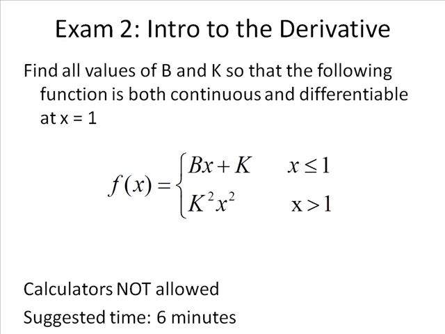Find all values of capital B and capital K so that the following function is both continuous and differentiable at x equals 1. For x less than or equal to 1, the function is bx plus k. And for x greater than 1, it is k squared x squared. So of course this is a piecewise function, and you have to figure out what values of b and k will work. In particular, I'm looking for specific examples like, oh, b is -5 and k is 12, something like that. On this exam, calculators were not allowed, and ideally students would finish this one in about 6 minutes.